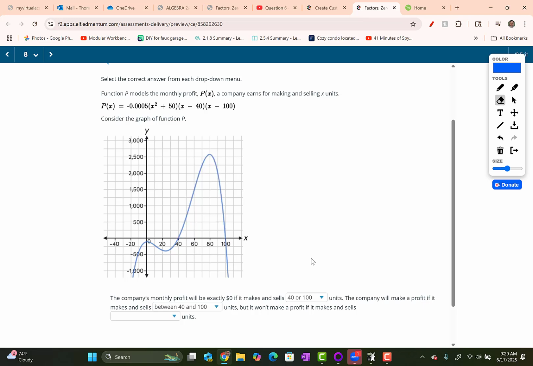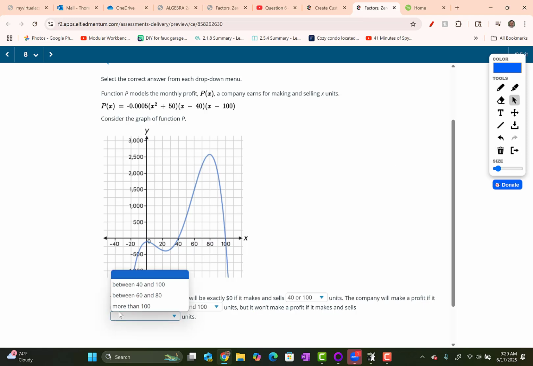And then finally, it says, but it won't make a profit if it makes and sells blank. First option between 40 and 100. We know that's not the right answer because that's when they make a profit. The next option is between 60 and 80. So again, between 60 and 80 is this section right here of the graph. This section of the graph is above the x-axis, so they're still making a profit between 60 and 80.